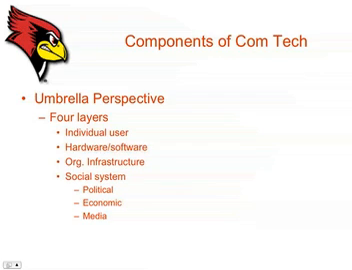Now these components, the 4 layers of the umbrella perspective, need to be broken down so we can understand how to apply them. One is the individual user. How does a certain communication technology affect you or affect me? The second level is hardware/software. Hardware refers to things like the computers, but the software refers to the message. So not just programs like Microsoft Office or QuickTime, which you're using to view this. Software doesn't just refer to those programs, it also refers to the messages that are being sent.